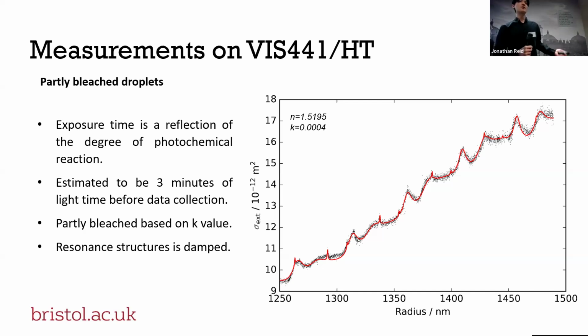So this plot shows a measurement with 3 minutes of illumination time. The droplet is partially bleached based on the K value. Also, it's demonstrated by this damped resonance structure on this plot. So this part of the study on the VIS441 hexentral system provides the possibility to study the kinetics of photo bleaching reaction. So we decided to move to more atmospherically relevant brown carbon species.